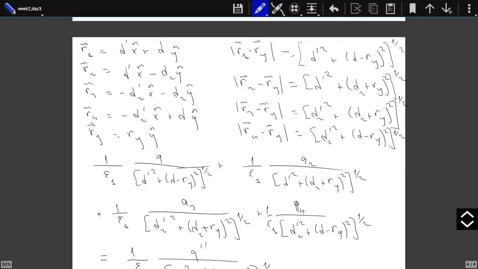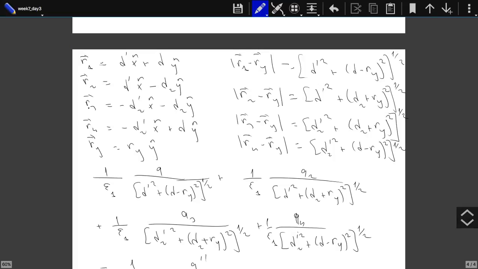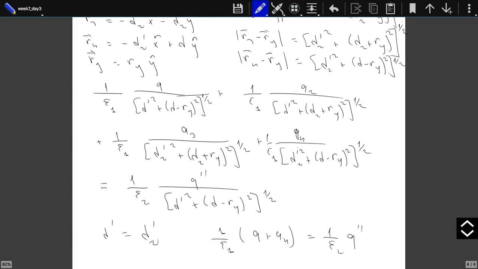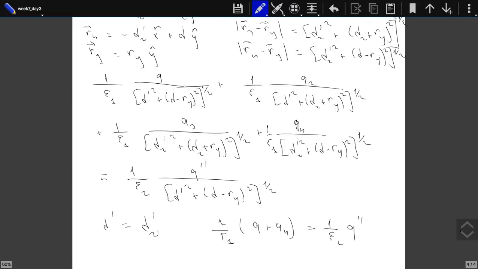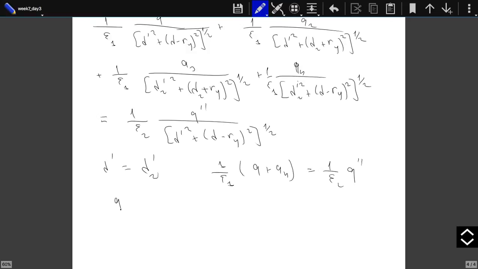Well, did I make a mistake somewhere? Okay, no. Well, the second and the third terms on the left-hand side will be in the same form if d prime is equal to d2 prime, but we already assumed that. So they are already in the same form, and what remains is q2 plus q3 should be equal to 0. So these are the new conditions we have.